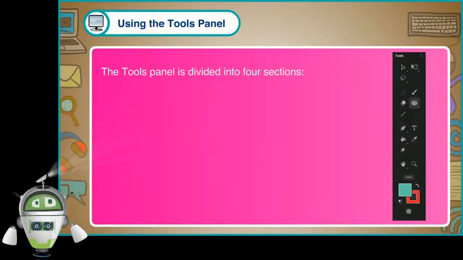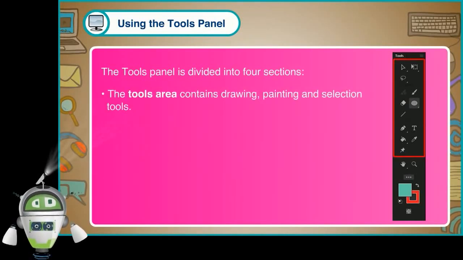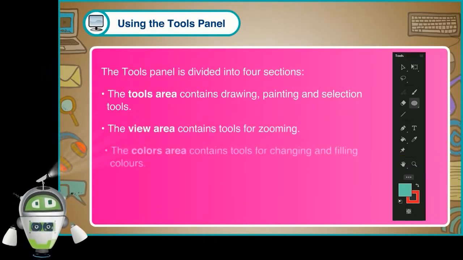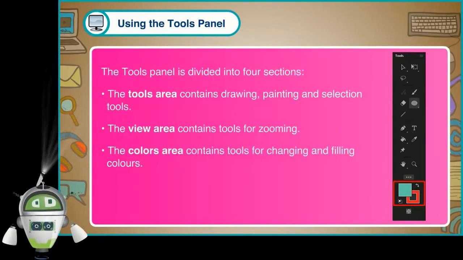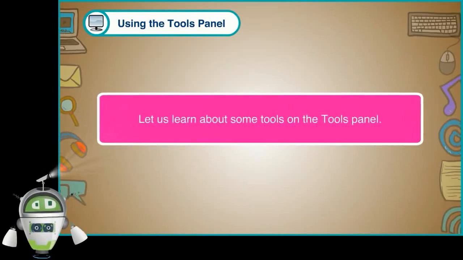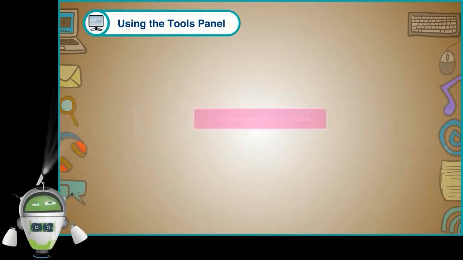The Tools panel is divided into 4 sections. The Tools area contains Drawing, Painting and Selection tools. The View area contains tools for zooming. The Colors area contains tools for changing and filling colors. The Options area contains modifiers for the currently selected object. Let us learn about some tools on the Tools panel.